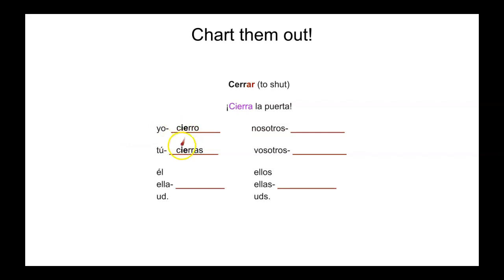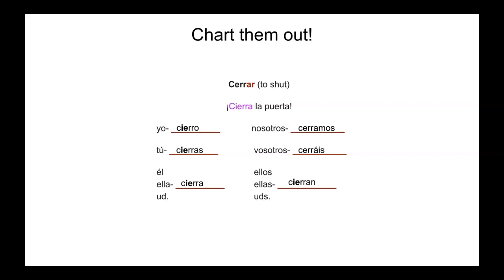Tú cierras. Él, ella, usted cierra. Nosotros, all right, so it doesn't change here. Nosotros and vosotros have just the regular root. So nosotros cerramos, vosotros cerráis. Just normal, right? And then ellos, ellas, ustedes cierran.